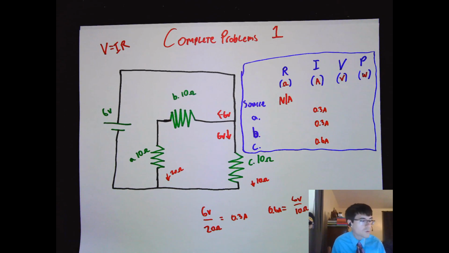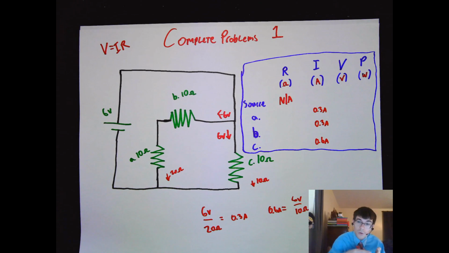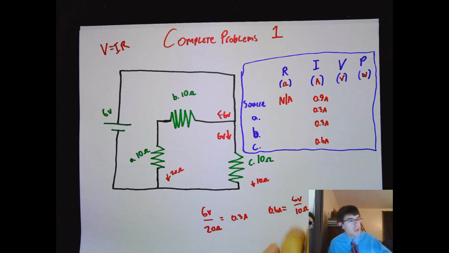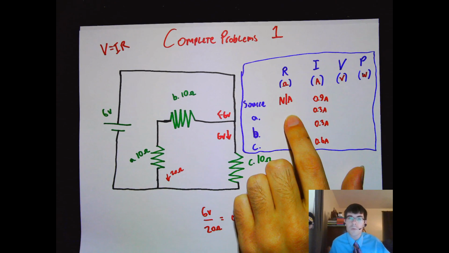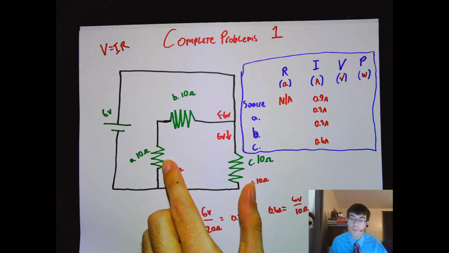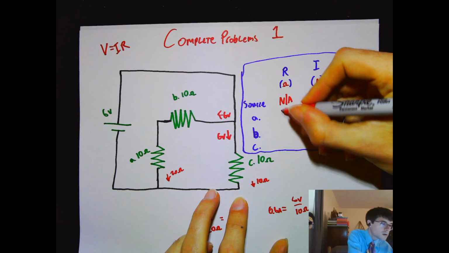Great. Same thing with current calculations. How do we find the source? Well, if 0.3 is coming out of here, 0.6 is coming out of here, those join up, the current from the source must be 0.9 amps. Now, we didn't do resistance yet. We might as well do that. Thankfully, that's pretty straightforward. It already tells us what the resistance is right here. We didn't have to calculate it. A was 10, B was 10, C was 10. 10 ohms for each one.